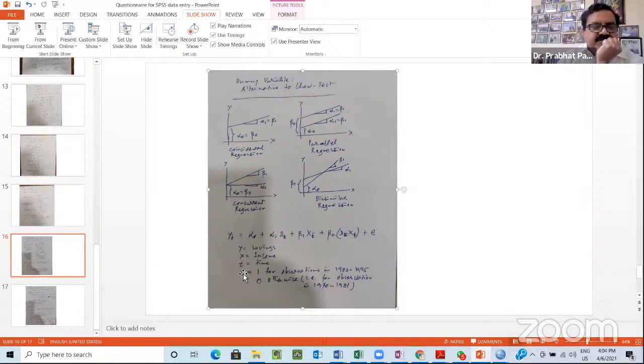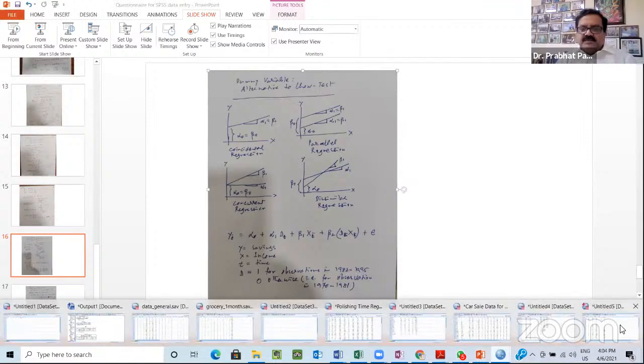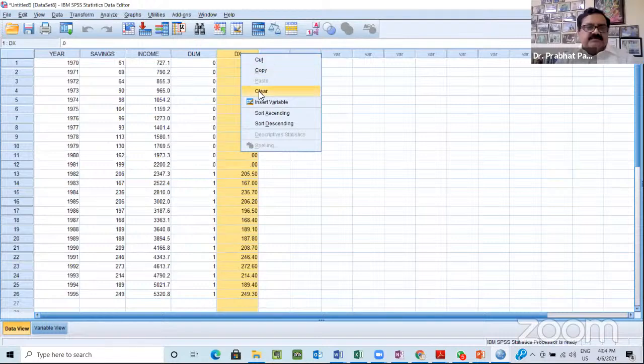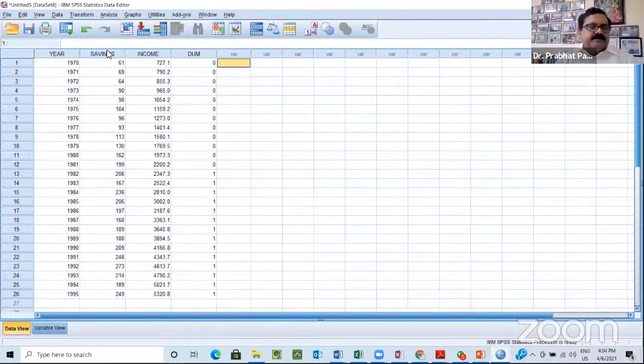Oh, so I have wrongly written over here, I think. Oh, wait a minute. Yeah, you're right. Y is saving, so it is a dependent variable, right? Yeah, that is. So won't your DX have multiplication of dummy into income? All right, you're right here. You're absolutely right. I missed it. So saving is actually my independent variable.